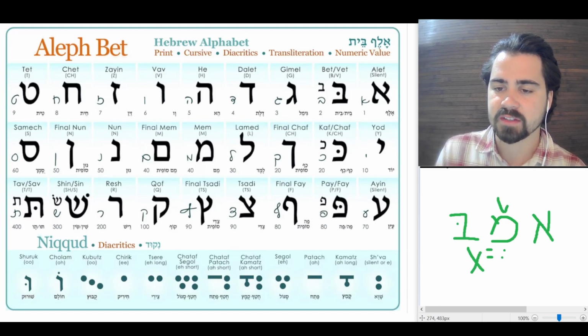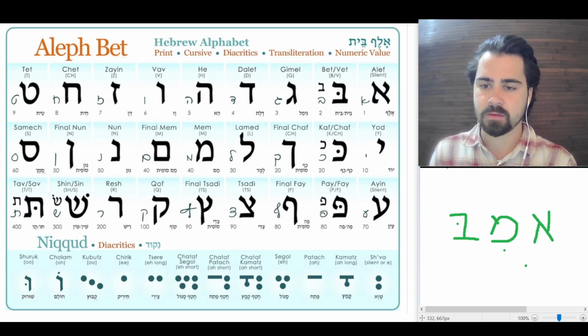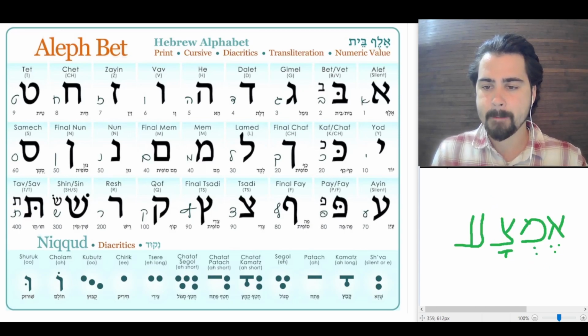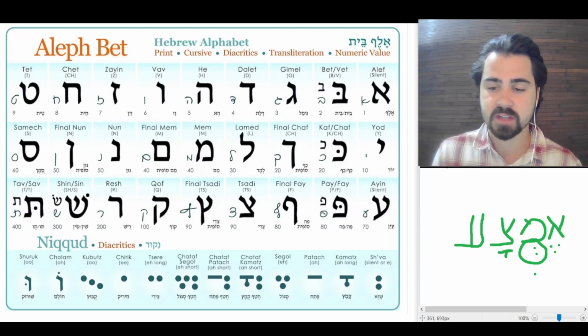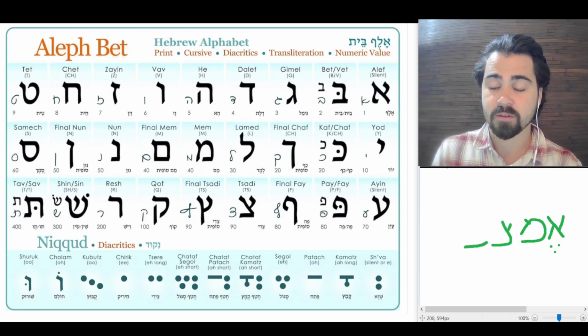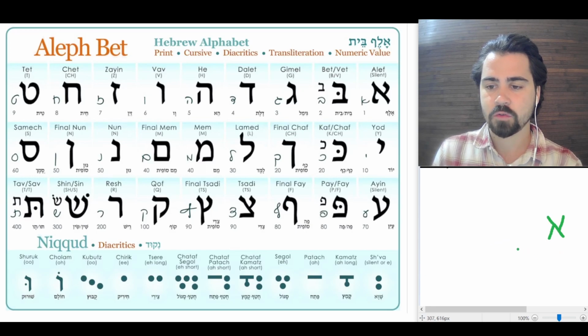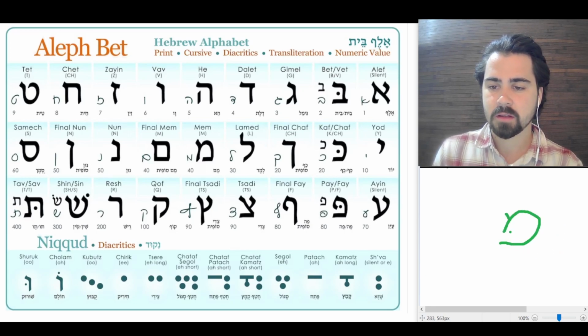So this would be read as m, right? Here we have e, m, tsa. This is silent ein. Em, tsa, emtsa. Here em, tsa. So here there is no sound. I could have just the same, not reading anything, and it would have had the same effect. Emtsa. So shva, two dots, means no sound.